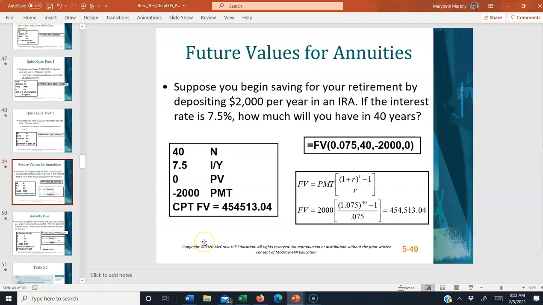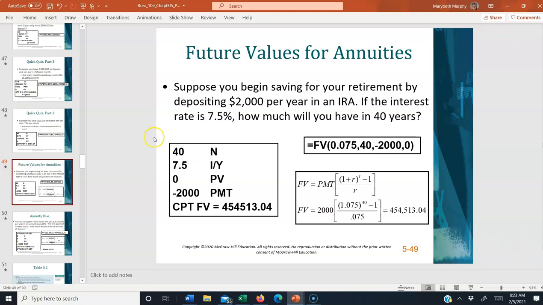Okay, future values for annuities. Suppose you begin saving for retirement by depositing $2,000 per year in an IRA. If the interest rate is 7.5%, how much will you have in 40 years?